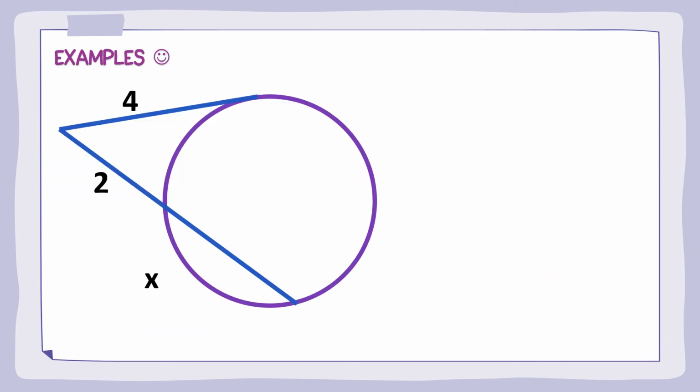Example. Okay. Alin dito ang tangent? Yan, si 4. So, we have 4 squared is equal to isang buo, which is x, times nasa labas. 4 squared is 16 equals 2x. Therefore, x is equal to 8.